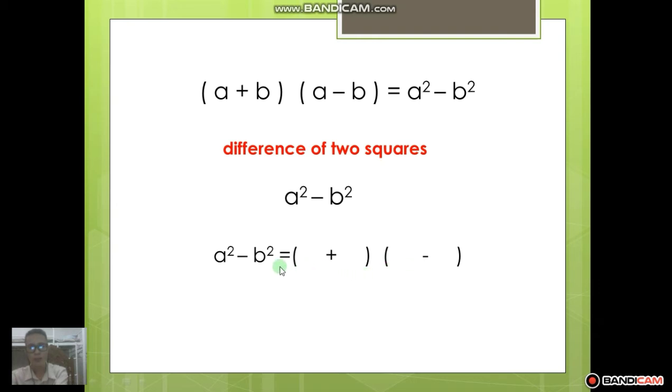Then, the next step is to factor the first term, a squared. The factors are a and a, and the factor should be written as the first term of the binomials. Then we will do the same with the next term, b squared. The factors are b and b, and the factor should be placed as the second term of the binomials. So this is now the complete factored form of this expression, working backward. This method, guys, we are going to apply in the succeeding examples.